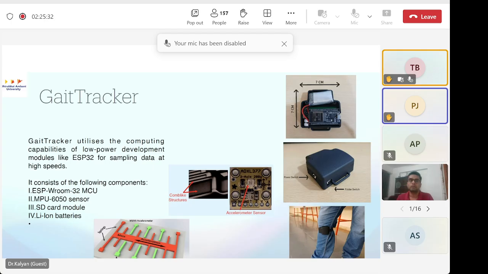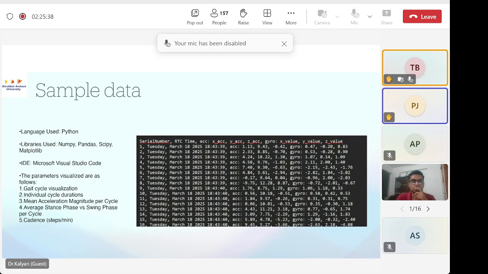These components work together synchronously, helping us collect the data, process the data, and store the data, which will be used for further use. Moving on to the sample data format. So this is the sample data that our device collects. So here we can see 6 primary values. These are 3 accelerometer values and 3 gyroscope values.